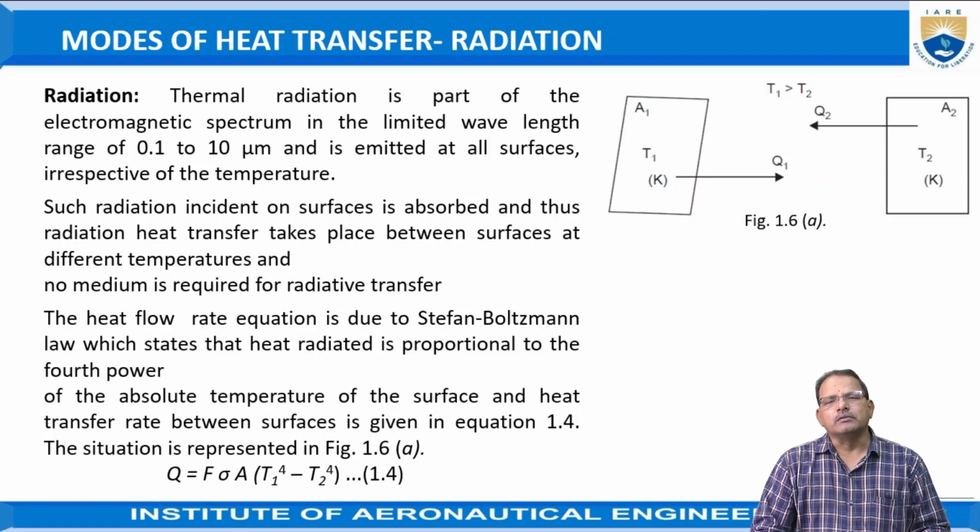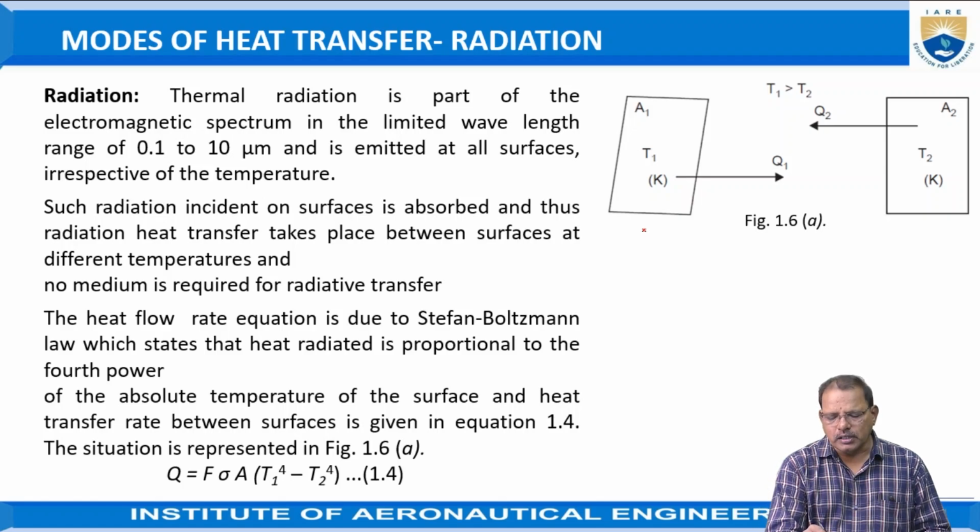In this case, the thermal radiation is a part of the electromagnetic spectrum in the limited wavelength range of 0.1 to 40 micrometers, and it is emitted by all surfaces irrespective of temperature. Such radiation on a surface is observed, and thus radiation heat transfer takes place between surfaces at different temperatures. And no medium is required for radiative transfer.